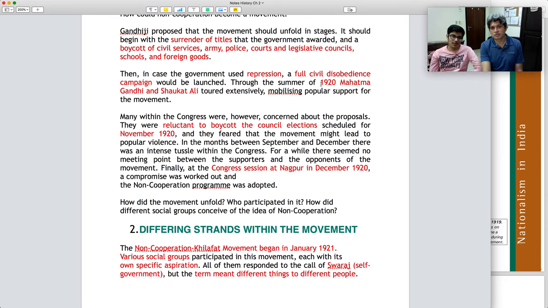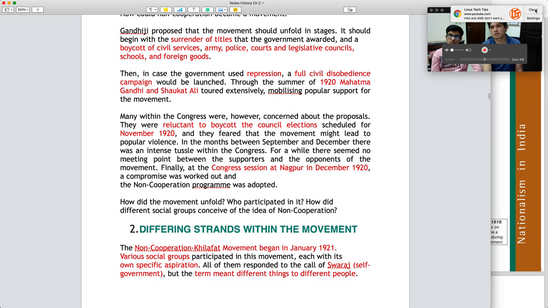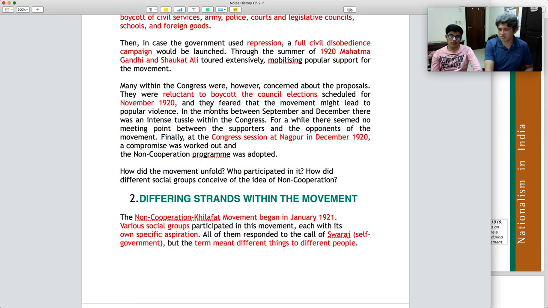Through the summer of 1920, Mahatma Gandhi and Shaukat Ali toured extensively, mobilizing people for the non-cooperation movement, telling them what it is and what they have to do. They have to be non-violent.